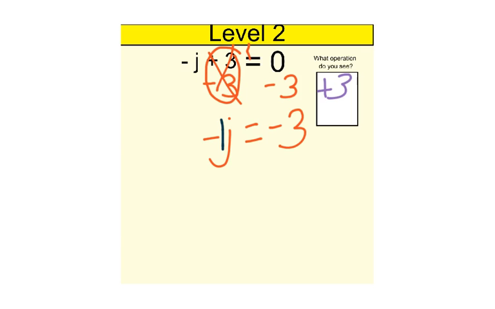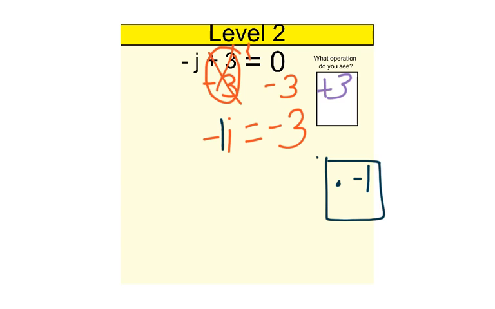Okay, so we're going to pause the video and I want you to tell your neighbor, what is that question asking? Okay, so that question is saying negative 1 times what number is equal to negative 3? So I'm going to draw another one of these down here and say, in this problem right here, what is the operation that you see? Well, it's timesing by negative 1. What is the opposite of timesing by negative 1? Tell your neighbor now.